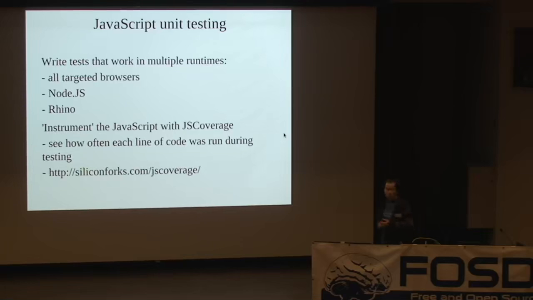Instrumenting the code, there's a very cool tool called JSCoverage. What you do is you run an executable over your JavaScript code, and it will instrument it. That means it will add monitors in all of your code, and then when you run your tests, it will tell you how often every line of your code was executed. And that's very good, because you can check if you are actually testing all of your application.